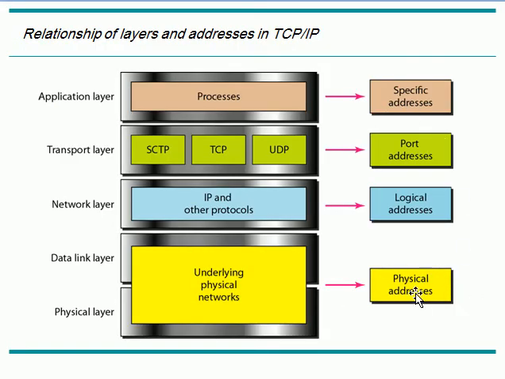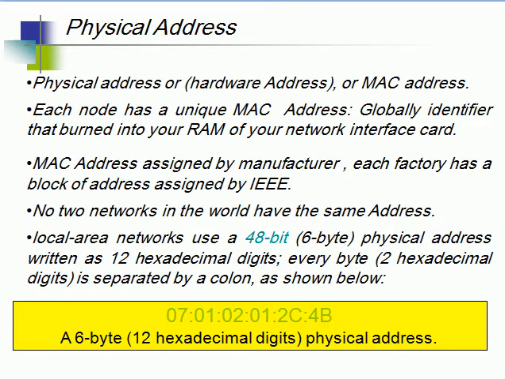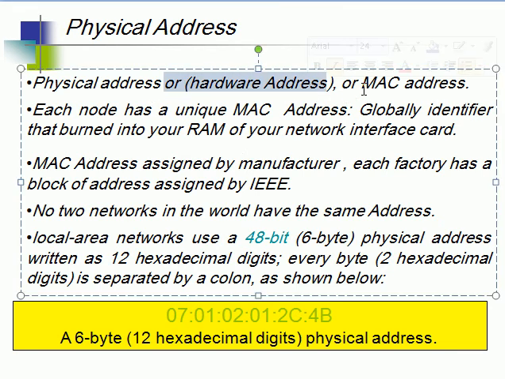So the physical layer and data link layer have the physical address. The network layer has the logical address. The transport layer has the port address, and the application layer has a specific address. Let me cover the physical address. It is very important that you know the physical address has different names. Sometimes they call it hardware address or MAC address. MAC stands for medium access control. Medium access control addresses.